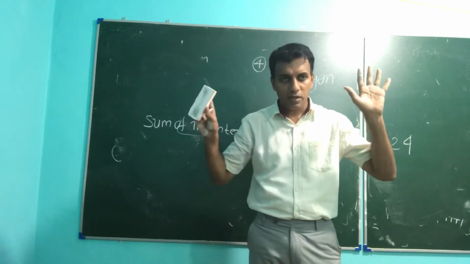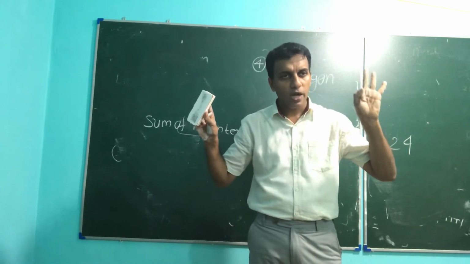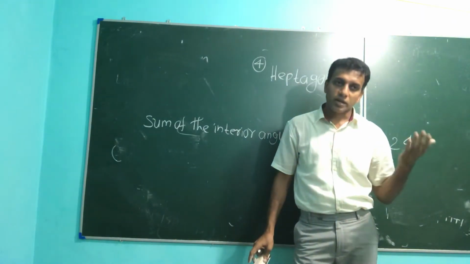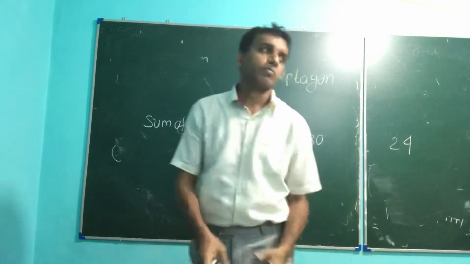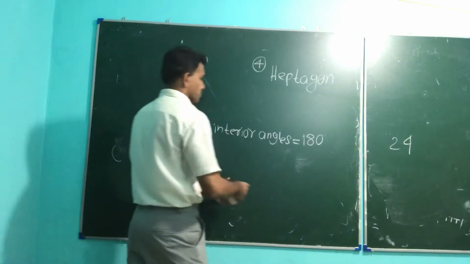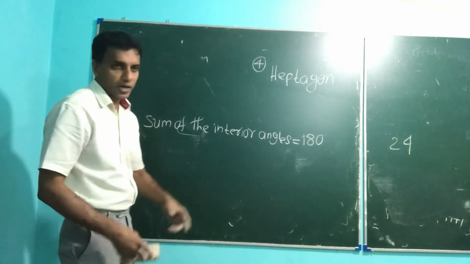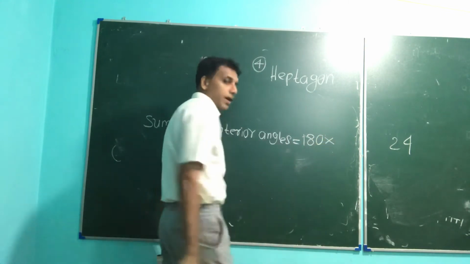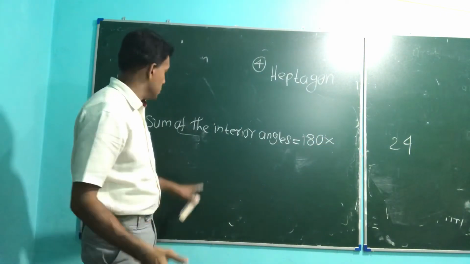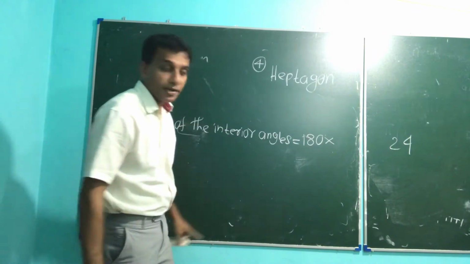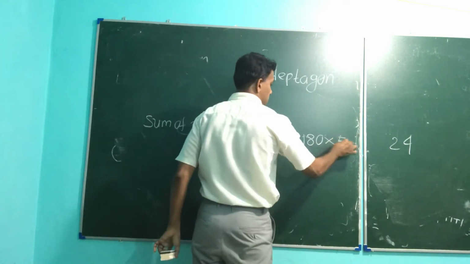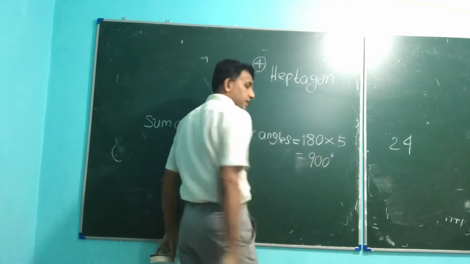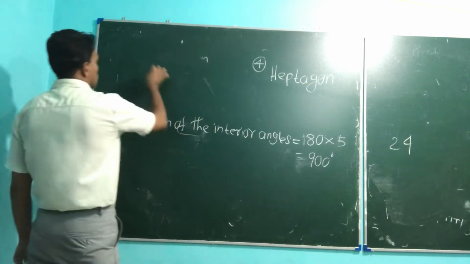10 sides, how many triangles? Subtract 2, 8 triangles. 100 sides, how many triangles? 98 triangles. Okay, so heptagon, the sum of the interior angles: 180 multiplied by 7 sides, 5 triangles, gives 900 degrees. 900 degrees. Find it for this.